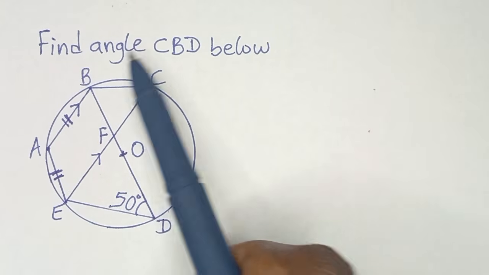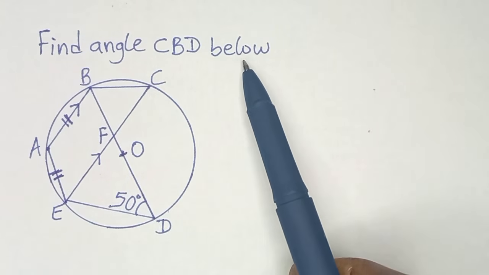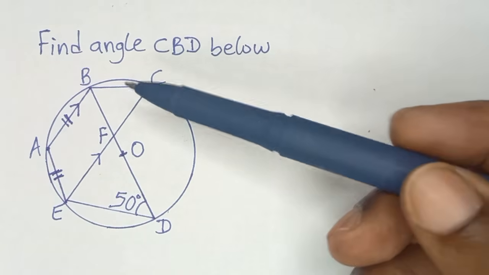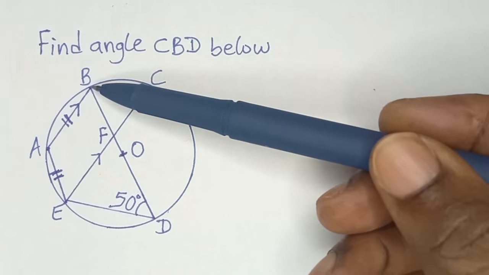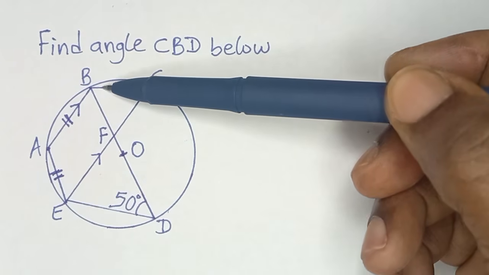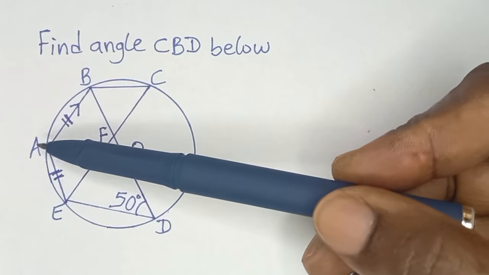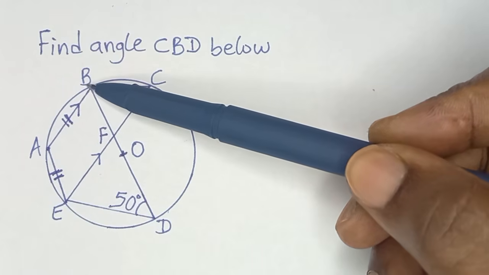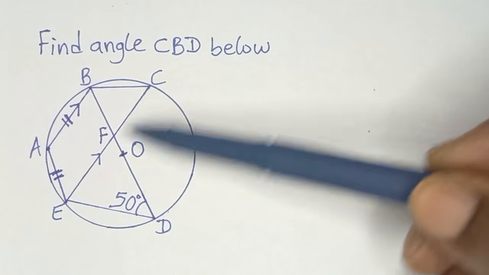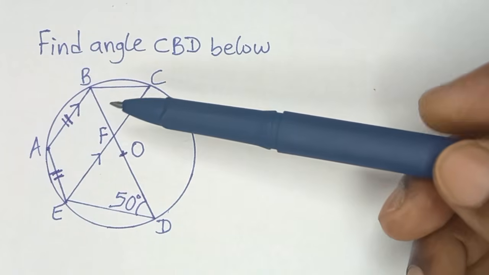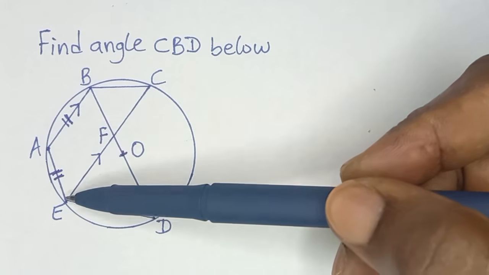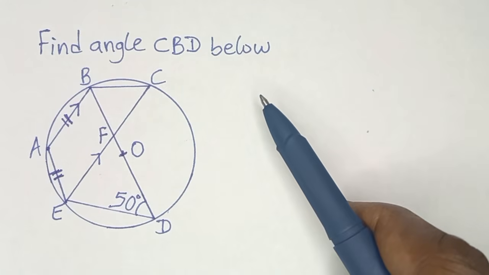Find angle CBD below. Now, in this circle geometry question, the angle CBD that we're looking for is this angle here. And then if you look at the diagram, the line AB is parallel to the line EC. You can see the arrow mark here. And at the same time, AB is equal to AE. Don't forget that this diagram is not drawn to scale.